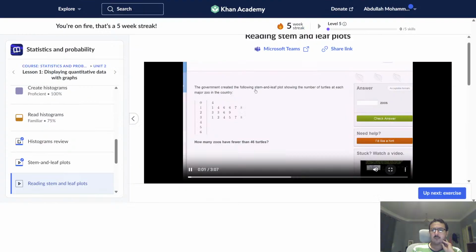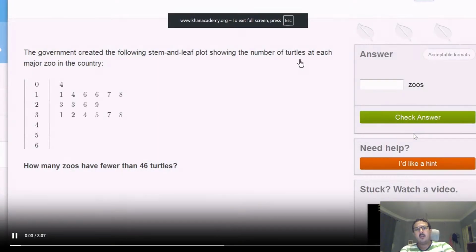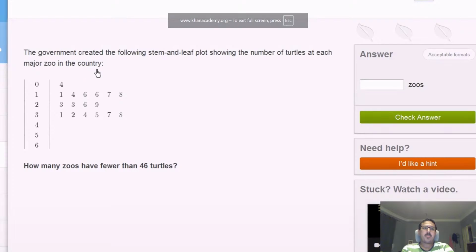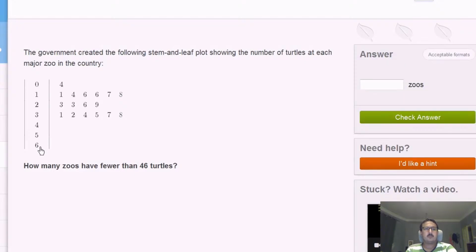The government created the following stem and leaf plot showing the number of turtles at each major zoo in the country. How many zoos have fewer than 46 turtles? So what the stem and leaf plot does is it gives us the first digit in each number, and essentially you could call this the tens place, and then it gives us the ones place. So there was only one zoo that had 4 turtles, so you could view this as 0, 4, or 4 turtles. Then, let's see, everything here, the tens place is a 1.